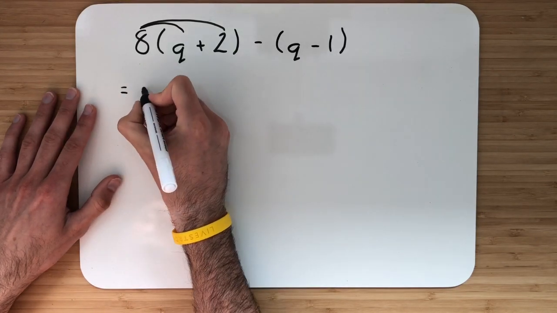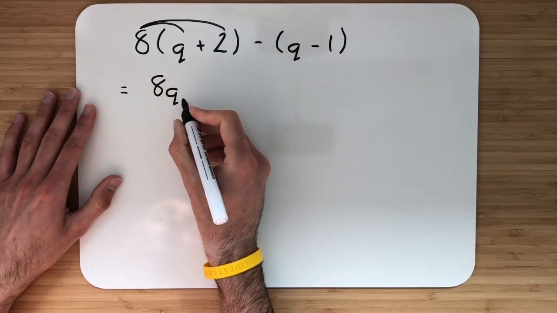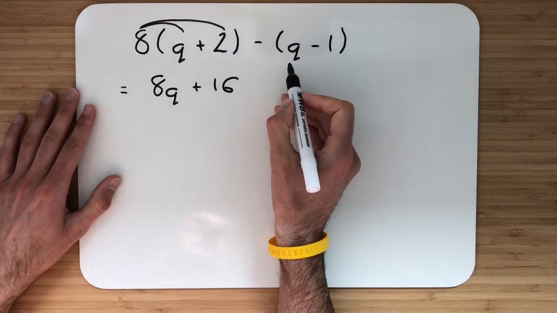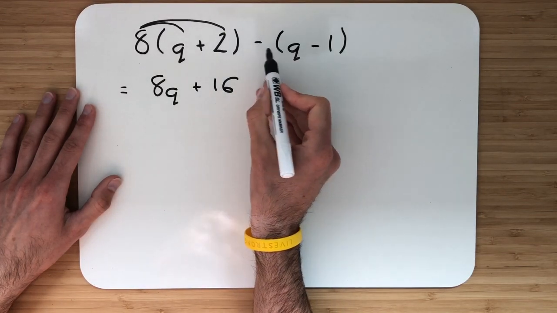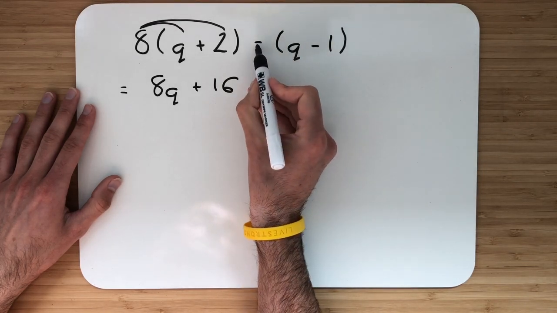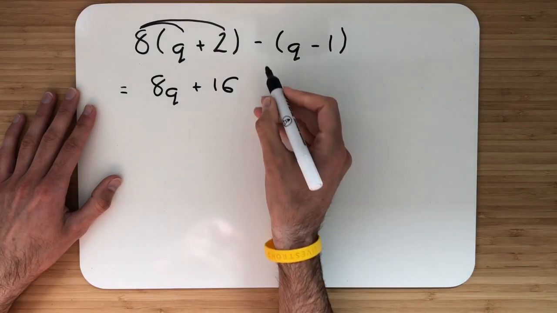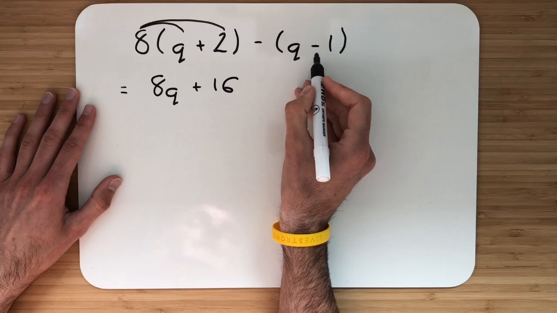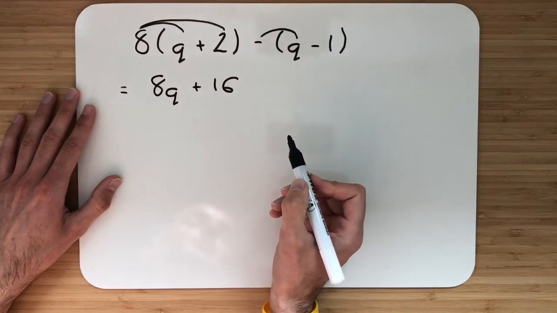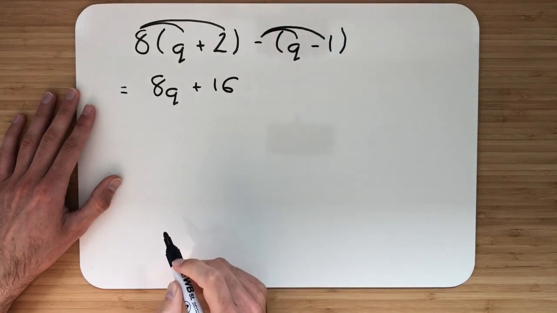So going through that, 8 multiplied by q gives me 8q. 8 multiplied by positive 2 gives me positive 16. We then move on to this next bracket. You'll notice that we're subtracting every single thing inside of this bracket. Now, technically, in between this subtract and this bracket, there is like a silent number 1. So we want to multiply everything inside of this bracket by negative 1. So it's going to be negative 1 multiplied by q, then negative 1 multiplied by negative 1.